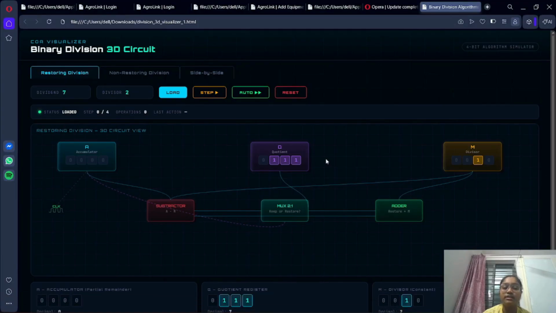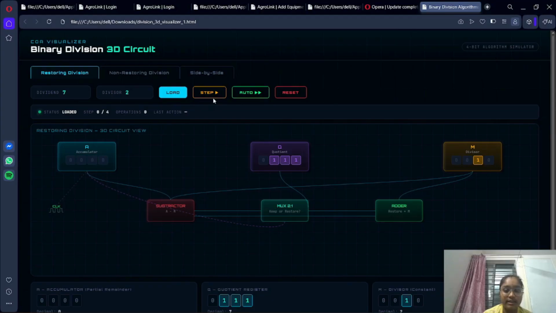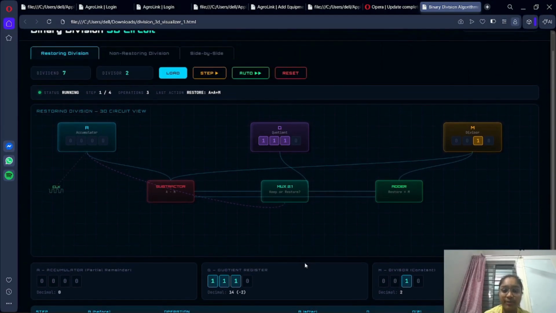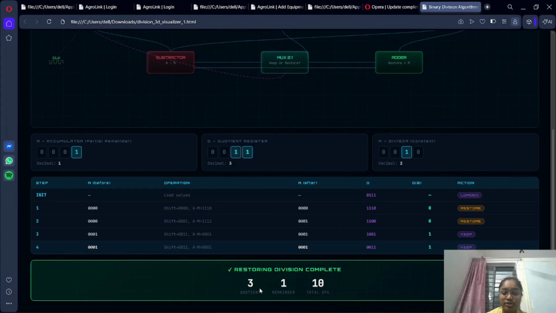This is a 3D circuit overview. First of all, we give dividend 7 and divisor 2. We load first, so whichever input we give, it loads first here. Second, in step 1, it performs the operations according to the algorithm. Here we choose auto, so it directly gives us the answer: quotient 3, remainder 1, and total operations 10.